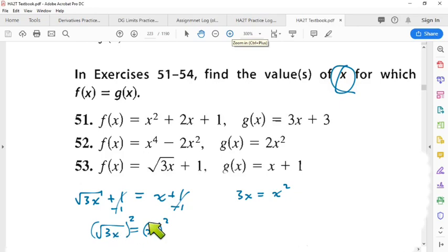What's really important to note is that when you do that, the square root's gone. We need to check our answer when we're done, because we can't have negatives inside there. Now, there are no more square roots, so we might get a number that won't work.